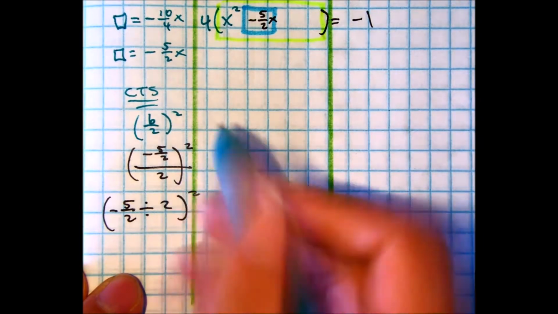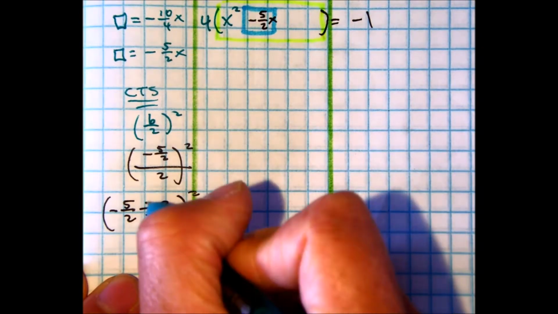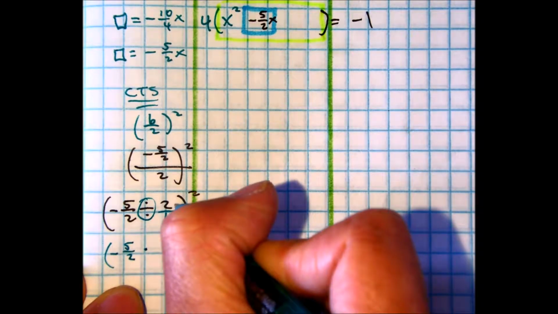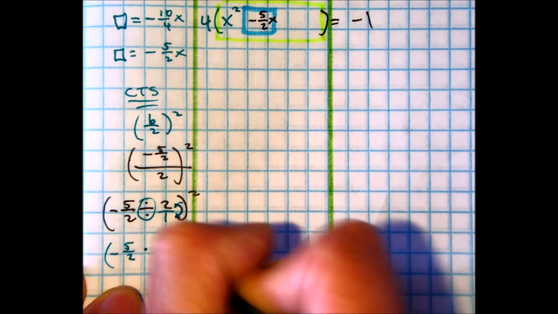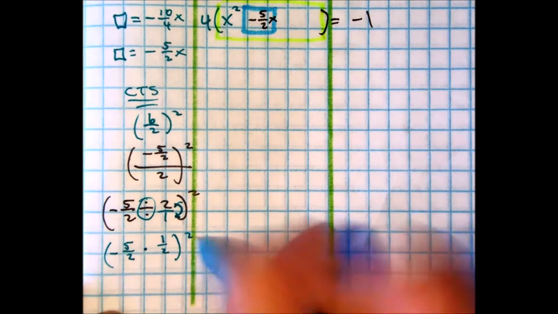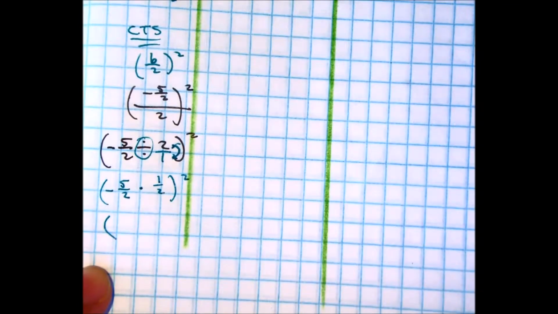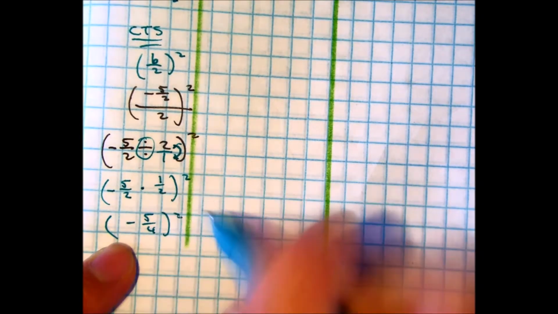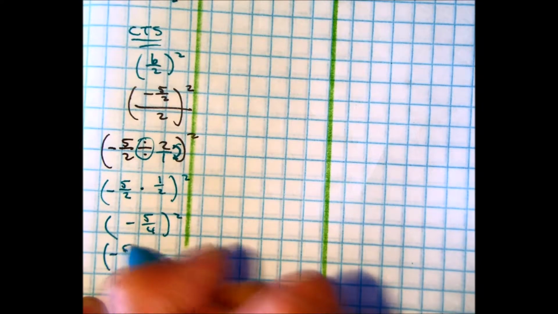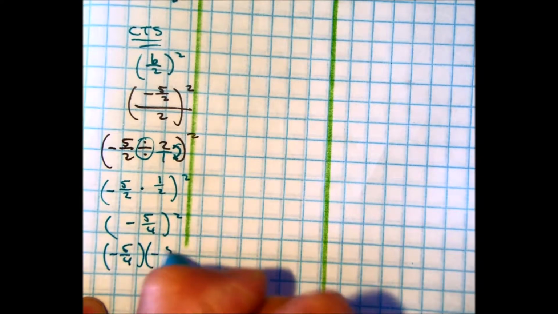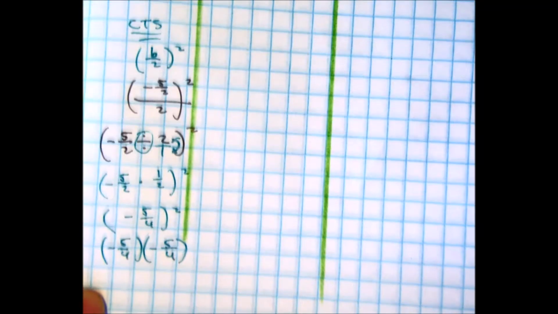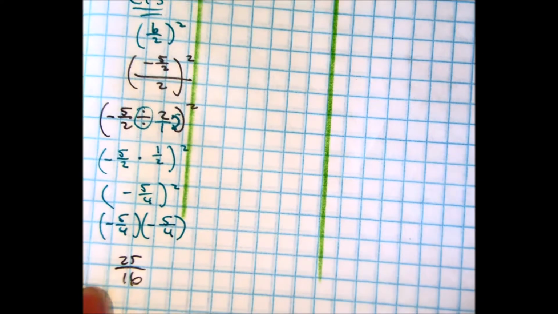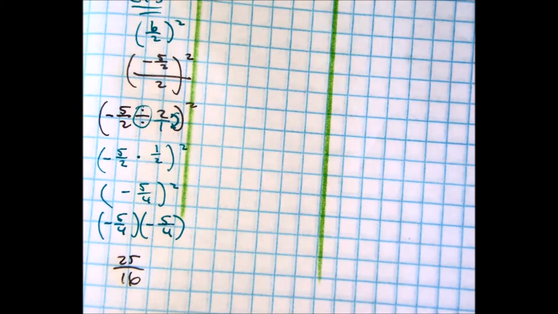How do you make that a fraction? What does that become? Times, and then what do you do with that? Flip it. Multiply across, what do you get? Negative 5 over 4 squared. That basically means negative 5 over 4 times negative 5 over 4, which basically means what? 25 over 16. Raise your hand if you got that.